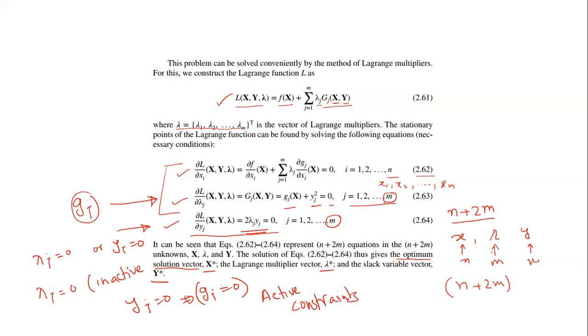Out of the m constraints, we can say that some of them, a subset J1, are active, and the rest, a subset J2, are inactive. So J1 and J2 together make up m. This is what we assume.